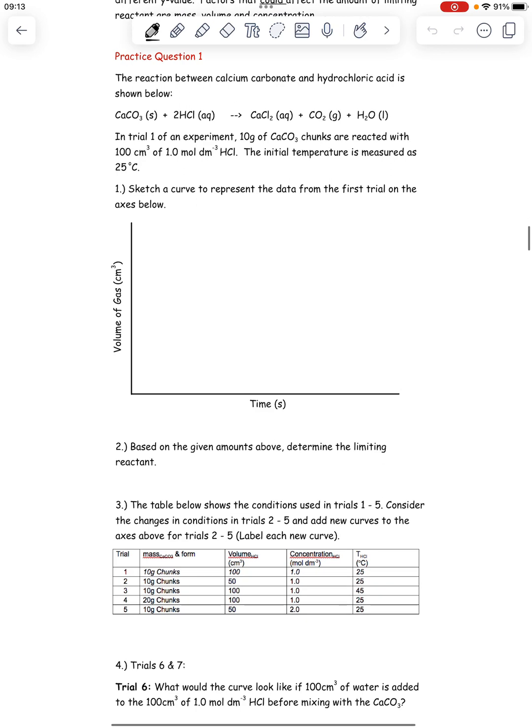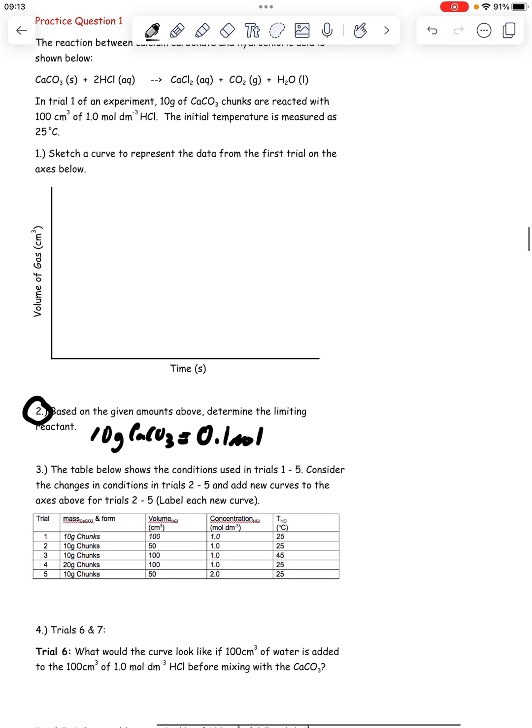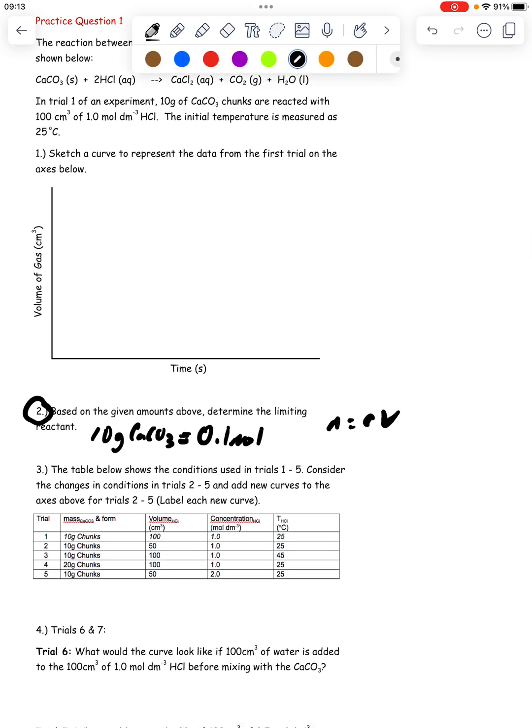Now I've prompted you to do that here with question number 2, based on the given amounts, determine the limiting reactant. So you've got 10 grams of calcium carbonate, which is roughly 0.1 moles because it weighs 100 grams per mole. And then you've got HCl, which is a solution, and you've got n equals CV. And we've got a concentration of 1, and we've got a volume of 0.1. So we've also got 0.1 moles of HCl.